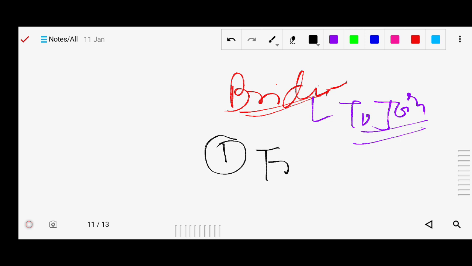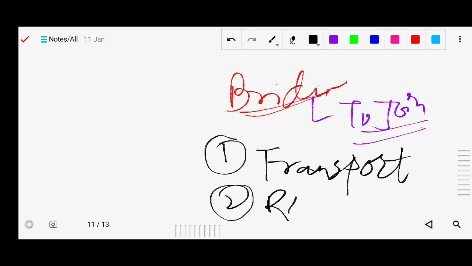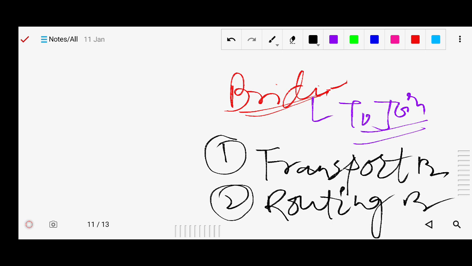The first is the transport bridge, and the second one is the routing bridge. So there are two types of bridges: transport bridge and routing bridge. So this is about your bridges.